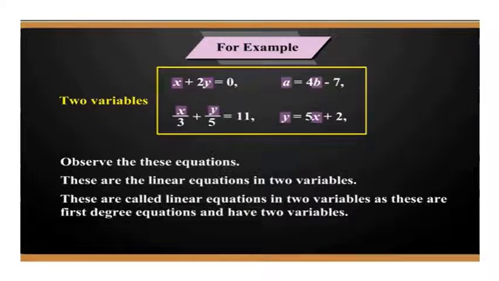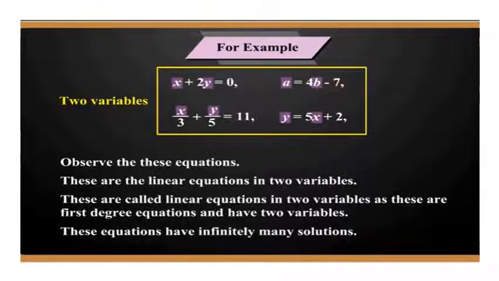These are called linear equation in two variables, as these are first degree equations because the degree of the variables are 1. So it is called as first degree equations and have two variables. These equations have infinitely many solutions. Means if we presume one value for one of the variables, accordingly we'll get the value for the next variable. So the value keeps changing according to the presumption of one of the variables.